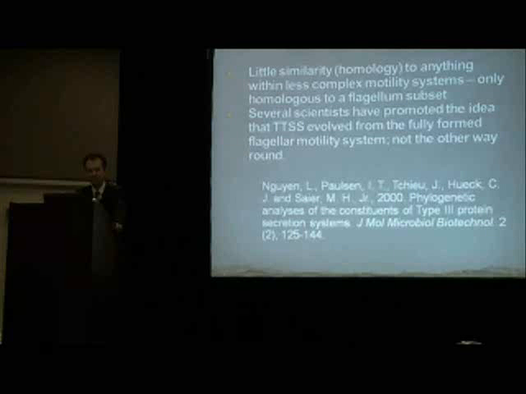So here's a paper published by Nugent and others. They write: there is little similarity or homology to anything within less complex motility systems, only homology to the flagellum subset, with that toxin injector to the flagellum subset. Several scientists have promoted the idea that the TTS system evolved from the fully formed flagellar system, not the other way around. Does that make sense given what Miller said?